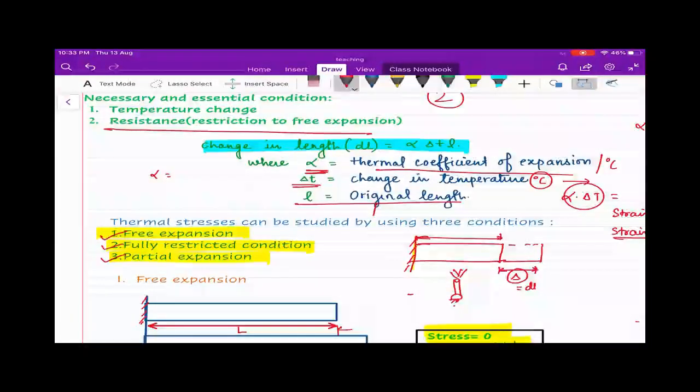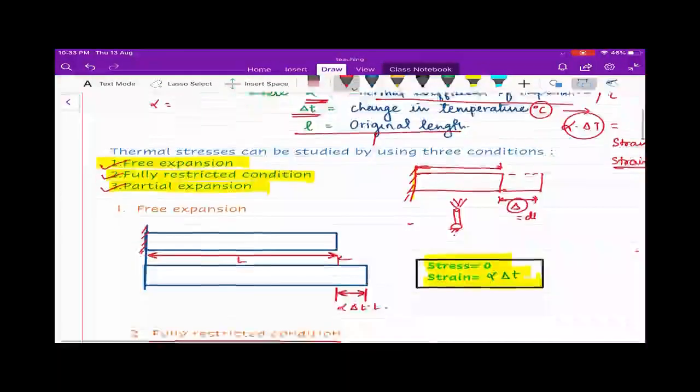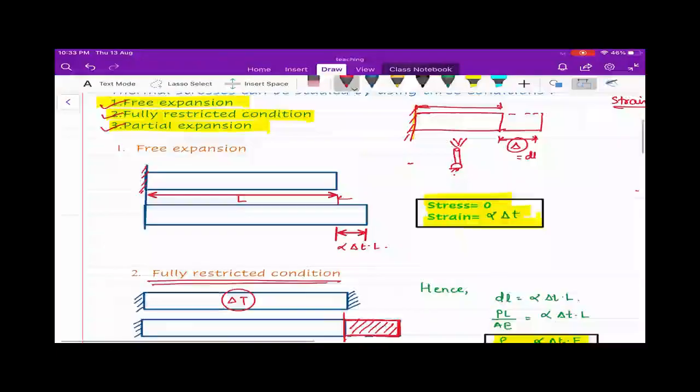Now let's come back to these three conditions. The first is the free expansion condition, the second is the fully restricted condition, and then there is the partially restricted condition. In the free expansion condition, to have thermal stress we must have a change in temperature and a restriction to the expansion. Here our second condition is not satisfied, which means the stress will be 0.